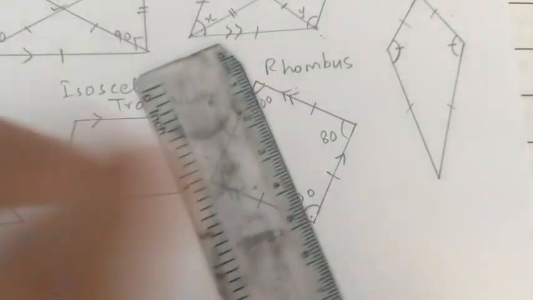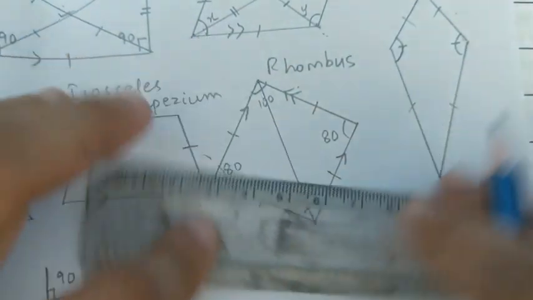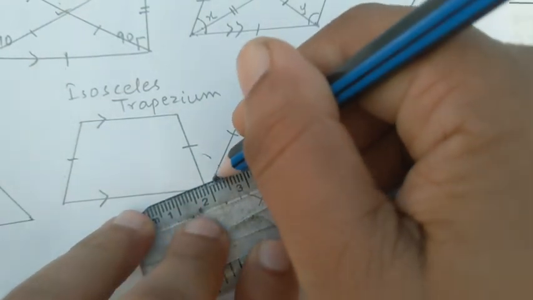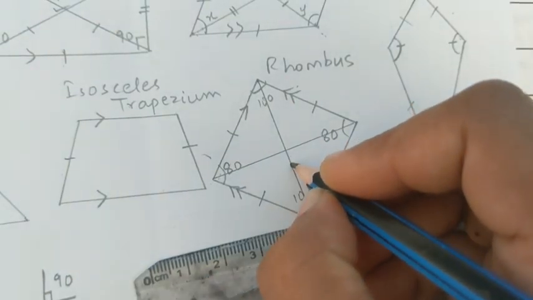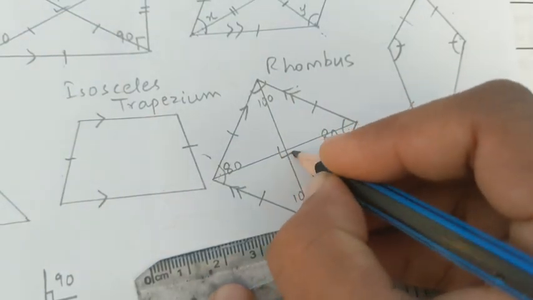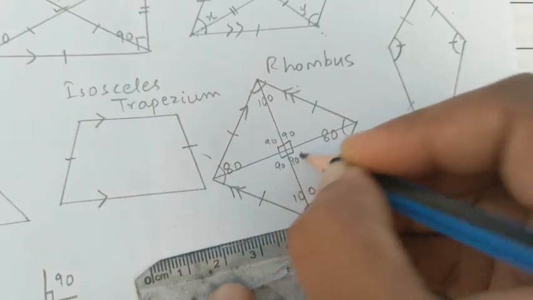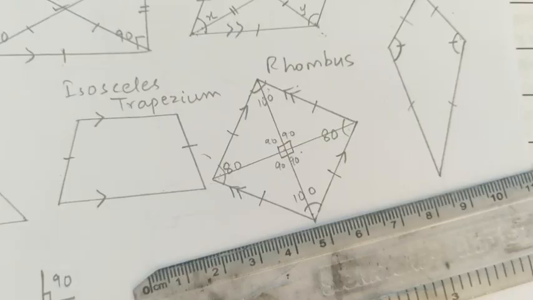This also happens in a rhombus. In a rhombus also the diagonals will bisect each other. And in a rhombus, one more thing happens: the angles made by the diagonals are 90 degrees each. None of the angles at the corners are 90 in a rhombus, but the angles that are made by the two diagonals would be 90, 90, 90, 90.